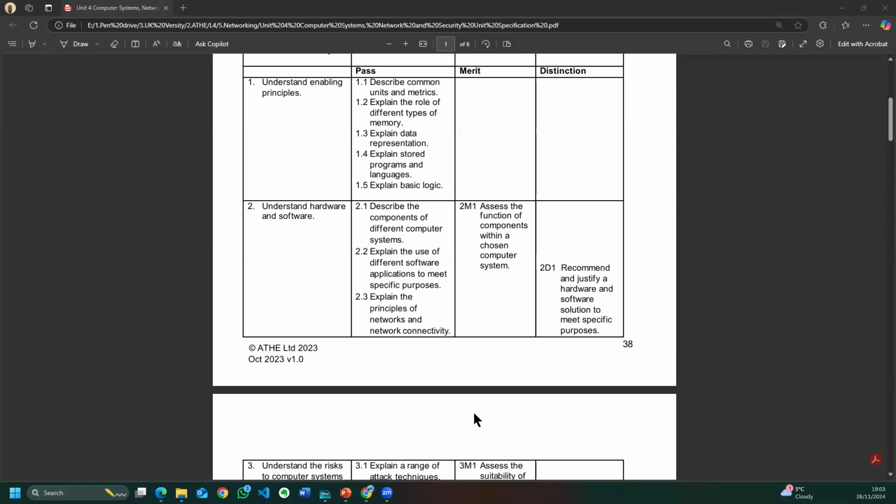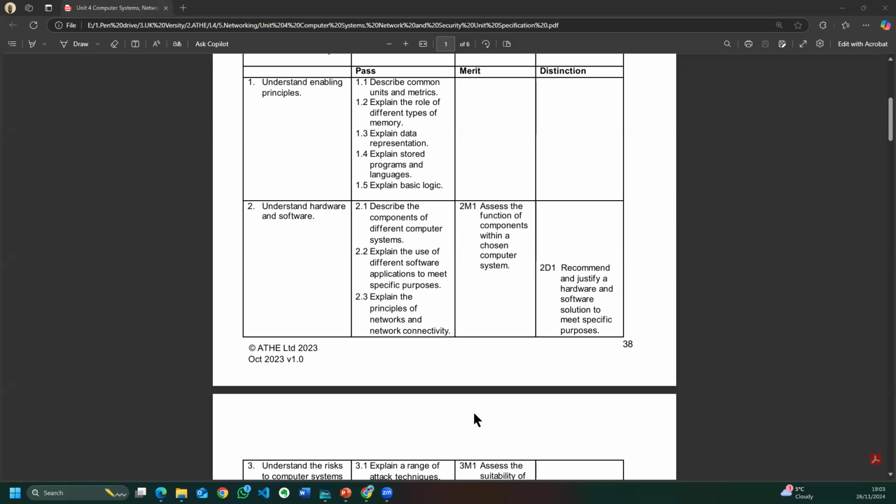So in today's session, we're coming back to our hardware and software components, where we're going to look into the different types, what they do, and how our computer benefits from them. We're also going to explain the use of different software applications to meet specific purposes. Then our third learning outcome, we're going to explain the principles of networks and network connectivity.